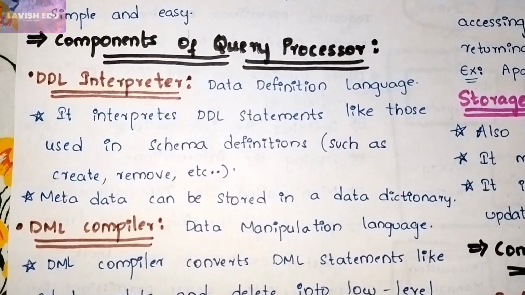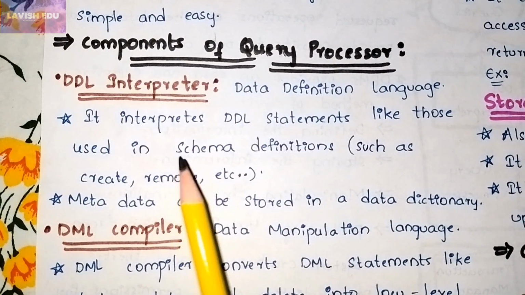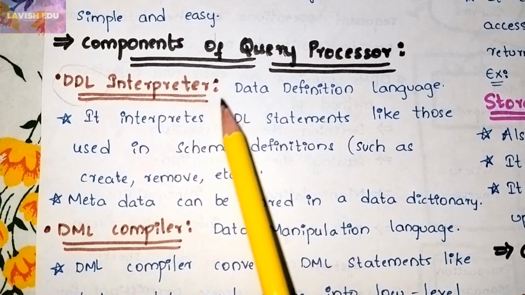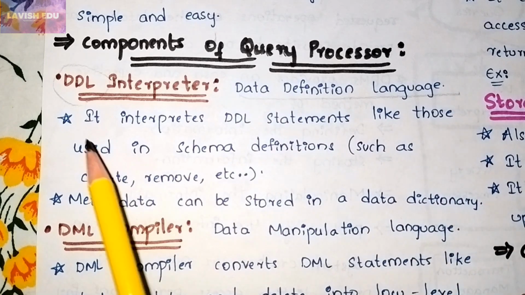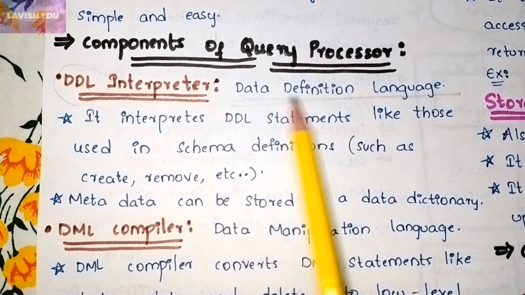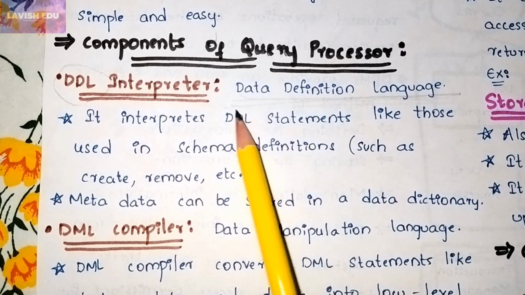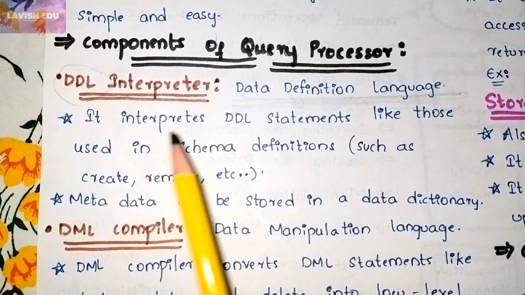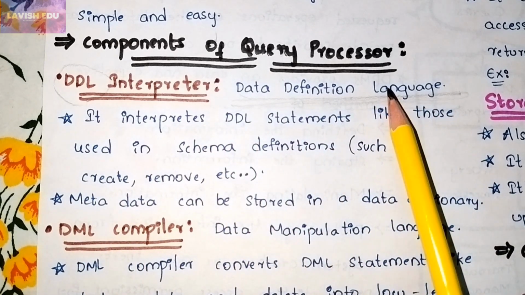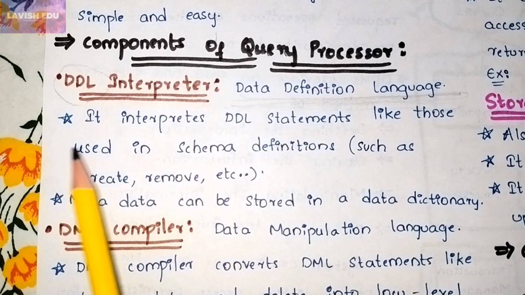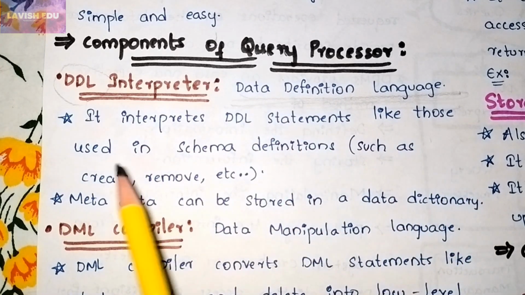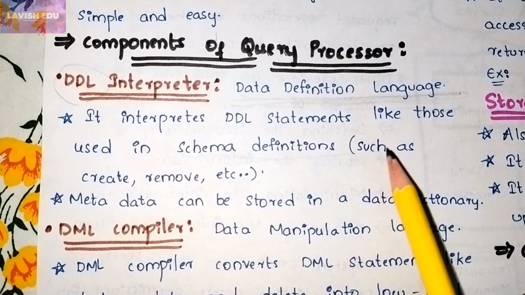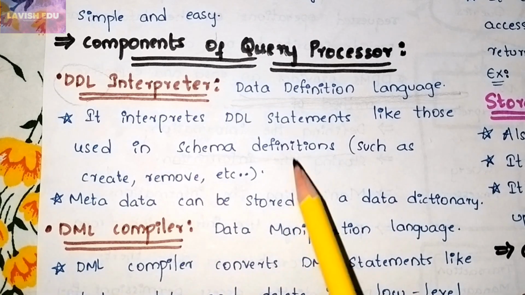Some of the components are the DDL interpreter. The term DDL represents data definition language. We have already gone through this data definition language in earlier semesters. It consists of commands like create, remove, and alter, and it interprets DDL statements like those used in the schema definition, such as create, remove, etc.